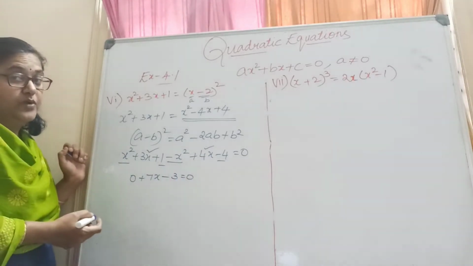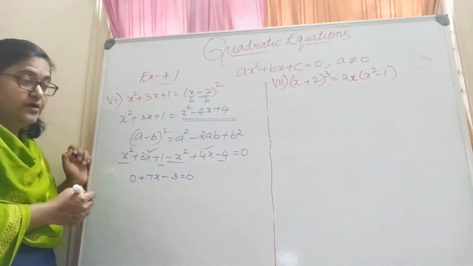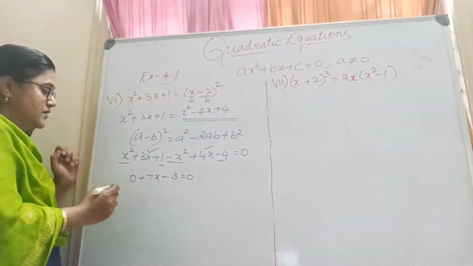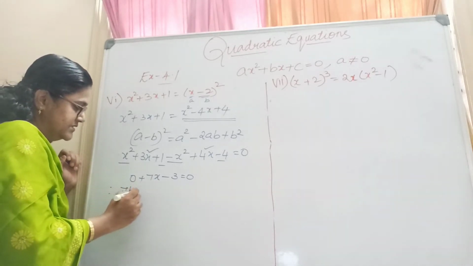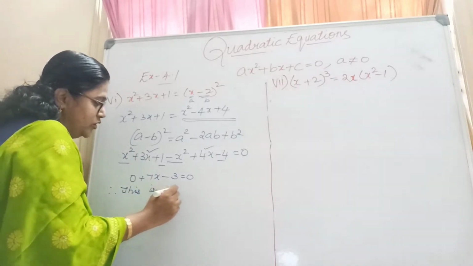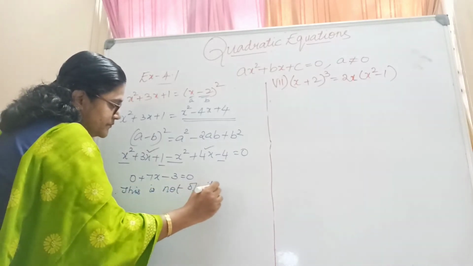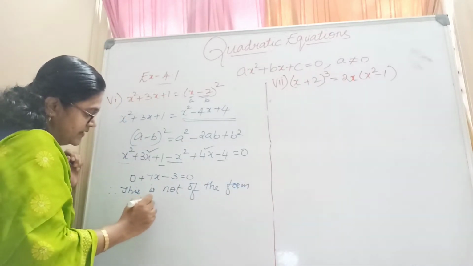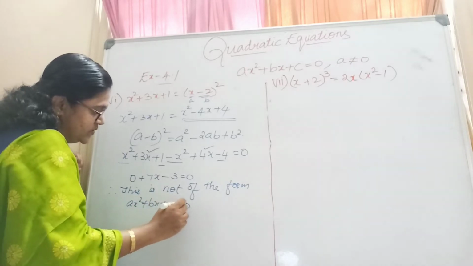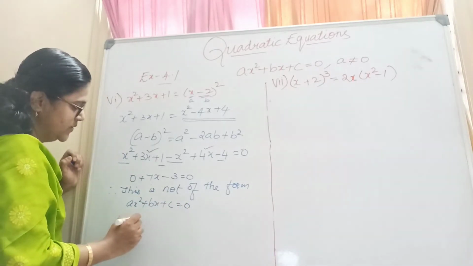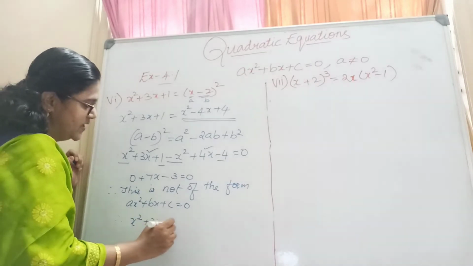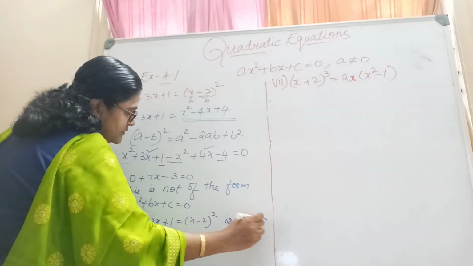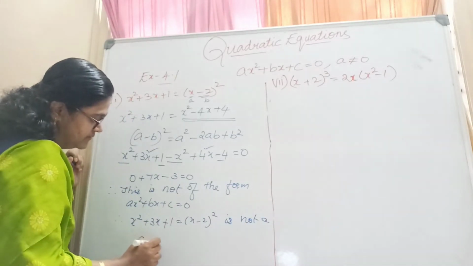Now, by now you can identify whether this is quadratic equation or not. Right? Do you have x square term here? We don't have. Means our a is 0. Therefore, this is not of the form ax square plus bx plus c is equal to 0. Therefore, x square plus 3x plus 1 is equal to x minus 2 the whole square is not a quadratic equation.